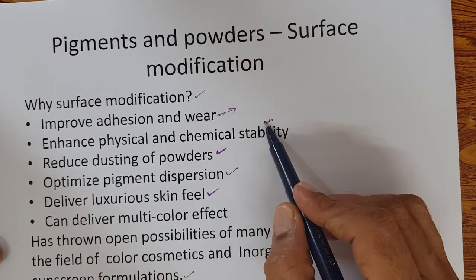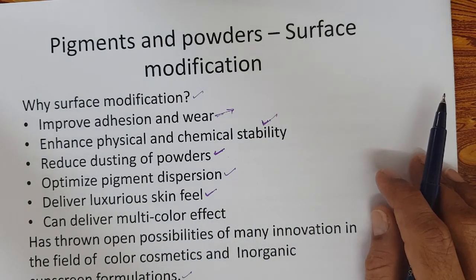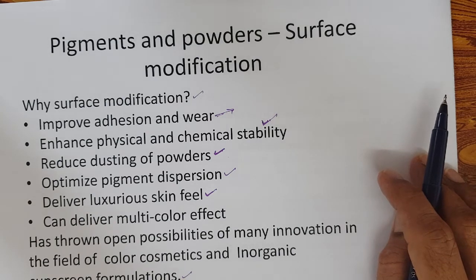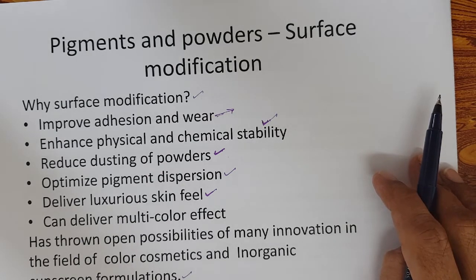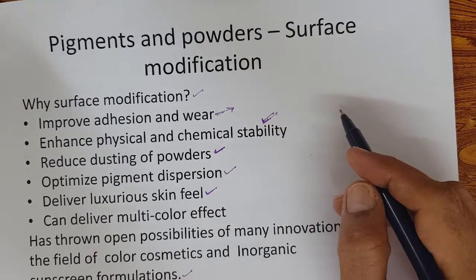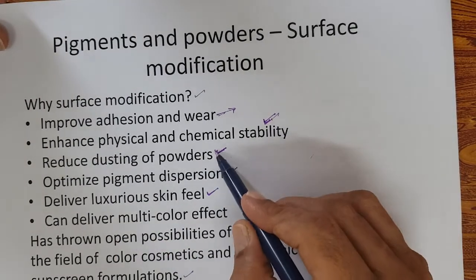Enhance physical and chemical stability. We saw in the suspensions, settling of the particles and forming cake. That is a physical instability. Chemical instability: the particles can change chemically when suspended in water. So any chemical changes or physical instability that can happen, that stability is enhanced. Reduce dusting of the powders.